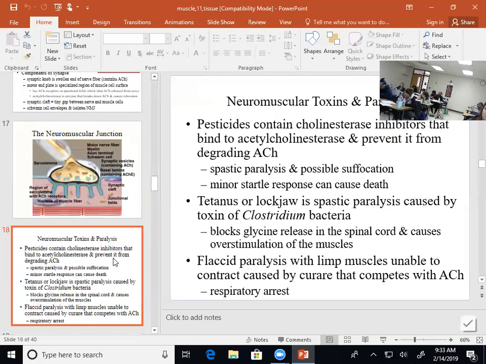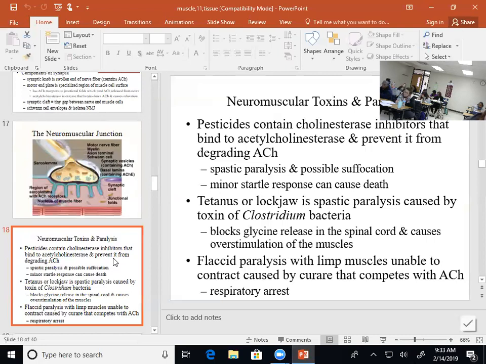Tetanus is a disease, and I do want you all to know that tetanus is caused by a bacterium called Clostridium. Clostridium is the genus. The species name is tetani, T-E-T-A-N-I. And this particular bacterium produces a toxin that overstimulates the muscles. So this, again, is a spastic paralysis. And so we do not want those things happening.